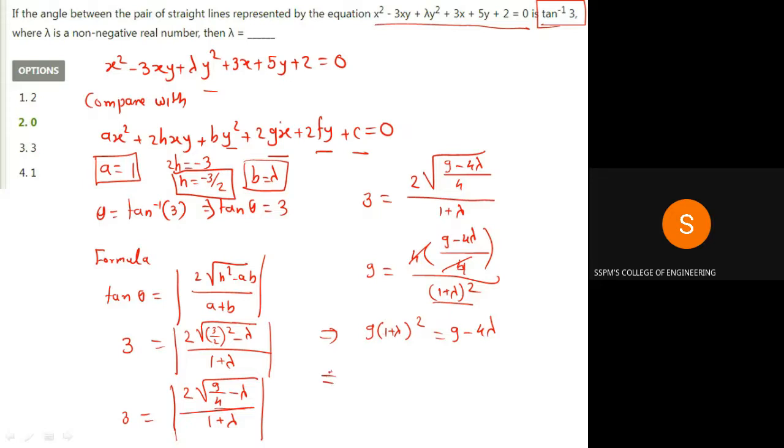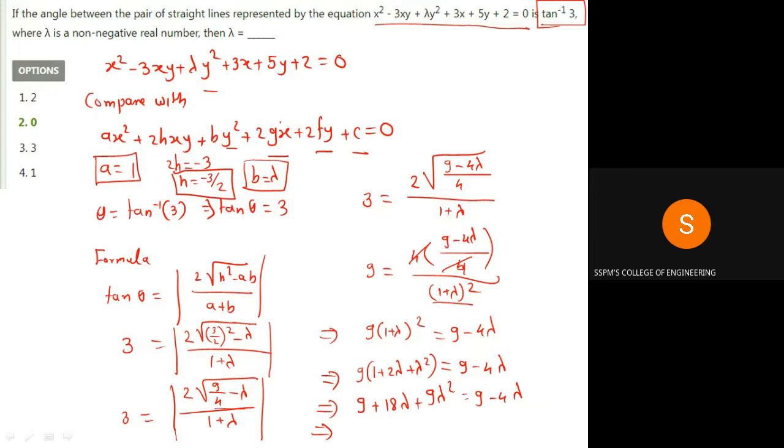Now we will solve this. What we have to find? We have to find the value of lambda. Okay. 9 into 1 plus lambda square. What is the square of 1 plus lambda? It is 1 plus 2 lambda plus lambda square is equal to 9 minus 4 lambda, isn't it? So let us multiply. 9 plus 18 lambda plus 9 lambda square is equal to 9 minus 4 lambda.